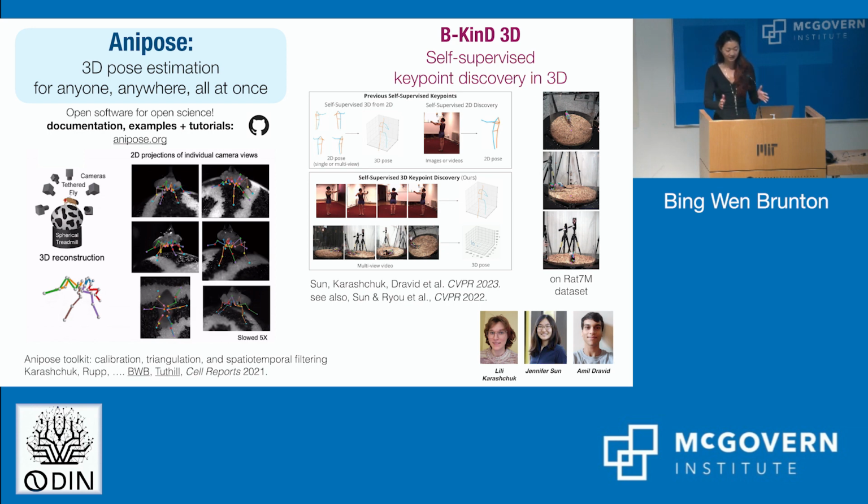The three of them got together and developed an extension of BKind 3D, which is self-supervised keypoint discovery in 3D. In this way, we also made use of the openly available Rat 7M dataset to train our networks and also validate and benchmark it. We can actually discover keypoints in 3D in a way that is almost as accurate as supervised discovery. So in the future, hopefully nobody will be annotating their videos anymore, because I sure don't like doing so.